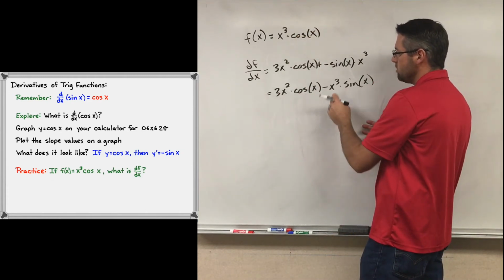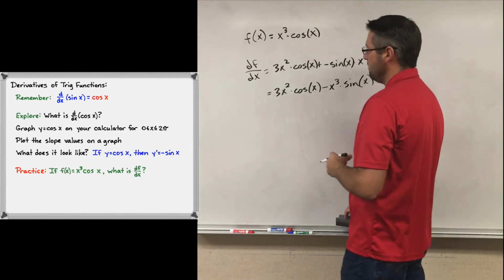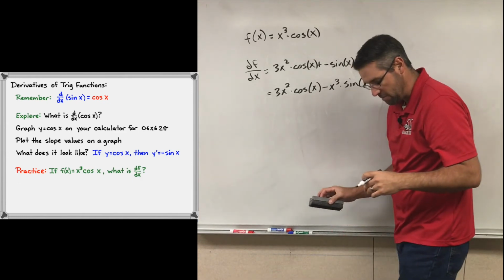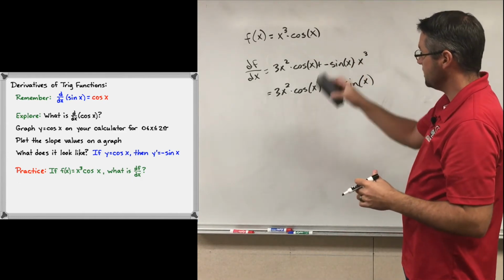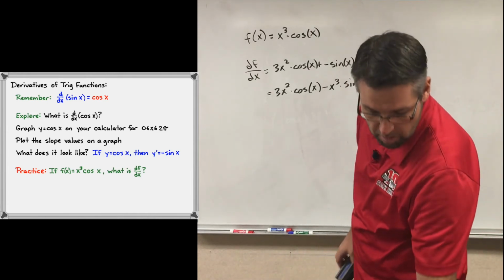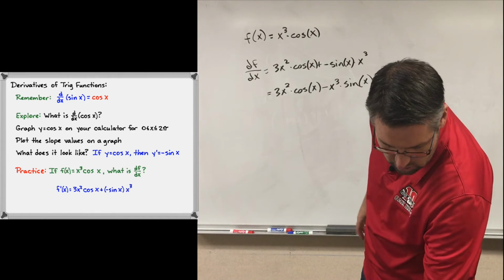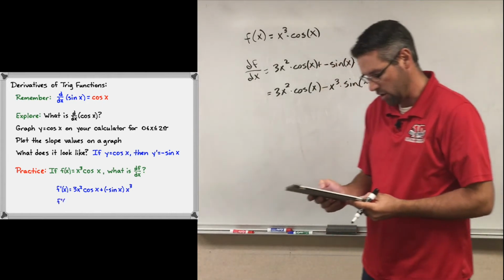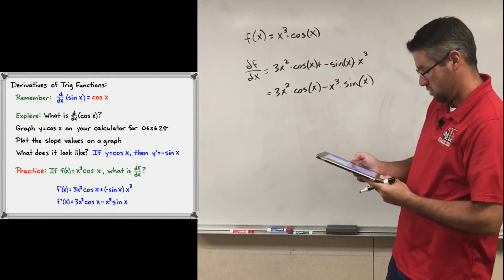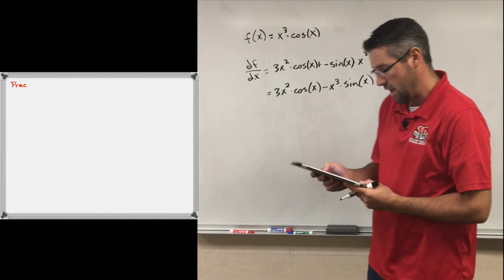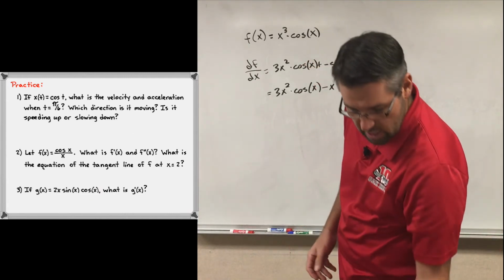And if you wanted to, you could factor out x squared if you find that beneficial for some application. And we'll get more into that kind of stuff later on. But that is an example of taking the derivative, using trig functions, and applying the product rule. Okay, so we are correct there. Let's go ahead and look at a little bit more in depth of a problem.